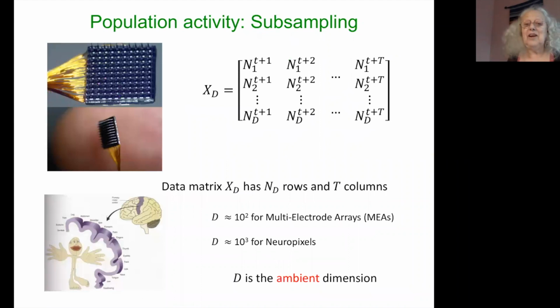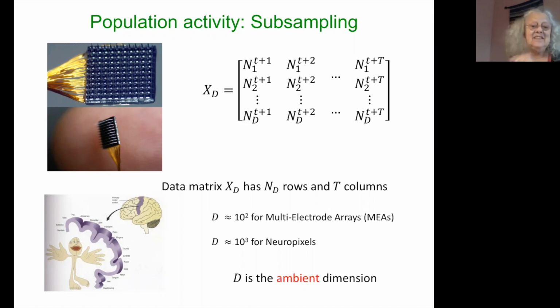We have this electrode array, and we don't have n infinity neurons. We have n sub d neurons, where n sub d is the number of neurons that we're recording from. It's of the order of 100 for these multi-electrode arrays. It's of the order of thousands for Neuropixels, but still a significant degree of subsampling compared to the actual population of neurons that is co-participating in this task.